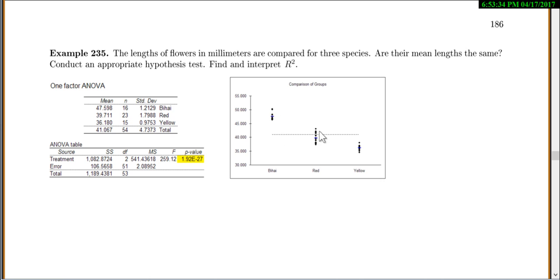Okay. I might notice looking at this dot plot that even without looking at my ANOVA table, I'm going to guess that my group means are different, right? Those means seem to be very different compared to the variation. And I could tell you that Baha'i seems to be the longest, red is kind of in the middle, and yellow is the shortest.